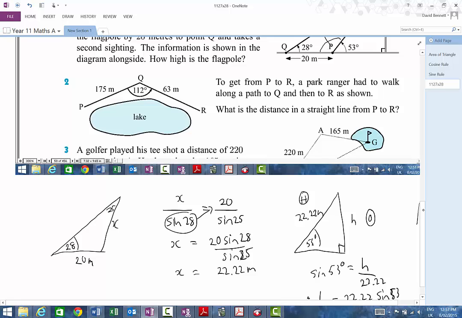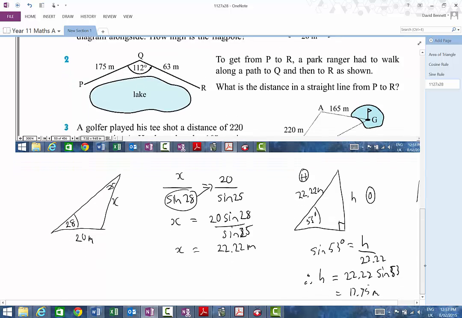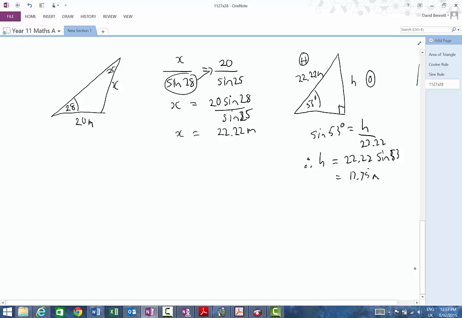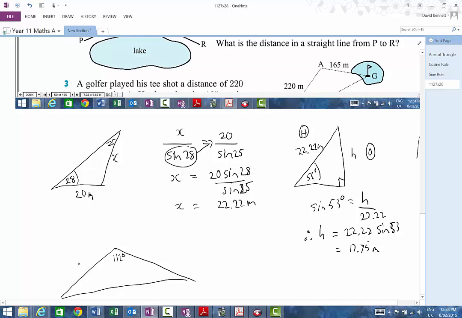What you're doing is you're going to go from P to R, the park ranger walks along a path to Q, and then R is shown. What would be the distance if he could walk in a straight line from R to Q? Alright, so quite clearly you've been given two sides there, and the angle between those two sides is 112 degrees. Alright, so it's always good practice to draw a diagram of it. Even if it's quite obvious there, obviously in a test I'll give you that diagram drawn so you can just go straight to it. So that's 112 degrees. Right, coming to the next bit over there, 175 metres and 63 metres.